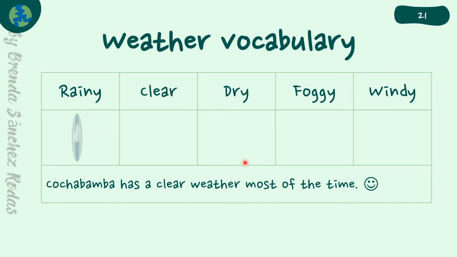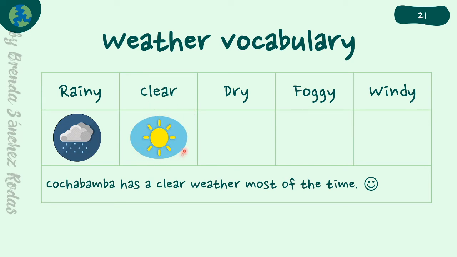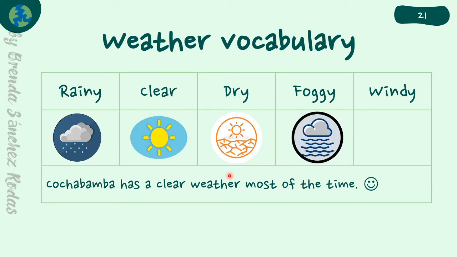And we're going to see some weather vocabulary. In this case we have rainy, like when you have rain. We have clear when you don't have anything, no cloud, no wind, no nothing, it's clear. We have dry, in this case, when there's no water and lots of sun. Foggy, when you see lots of clouds and most of the time wind. And windy, lots of wind.